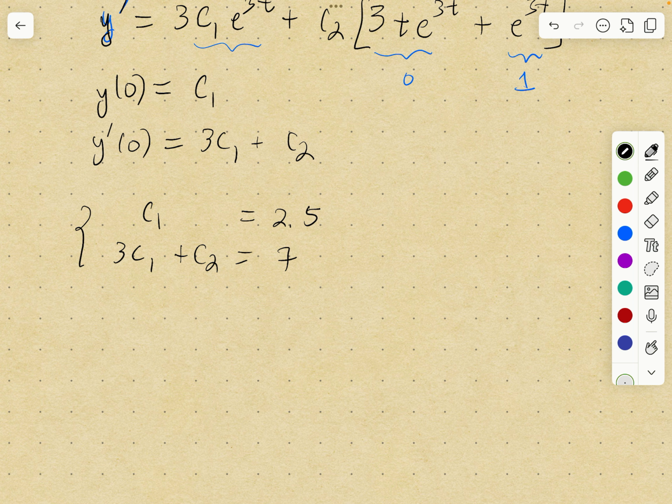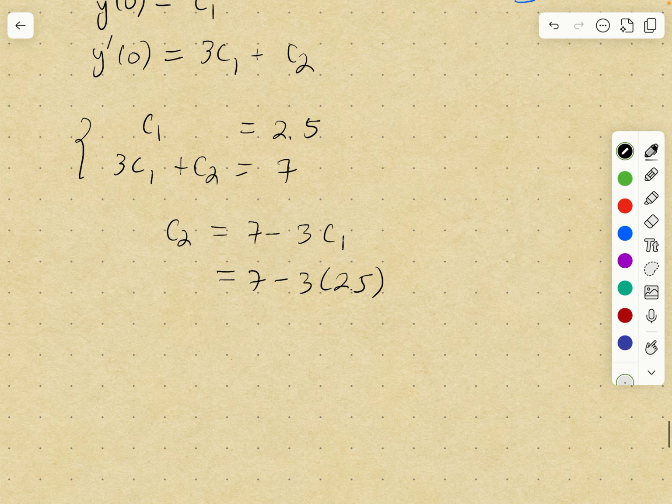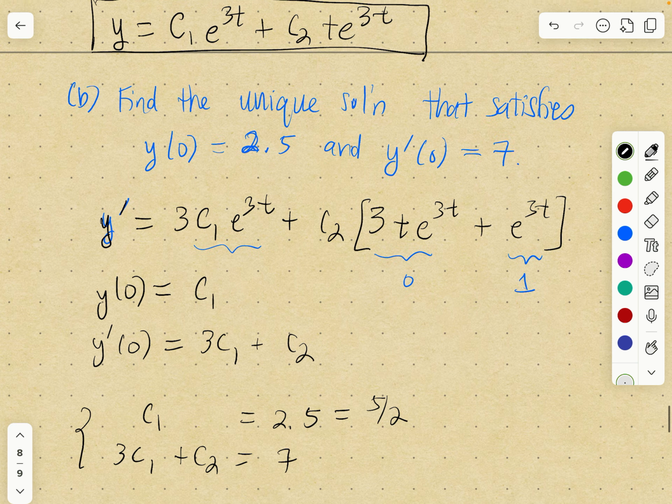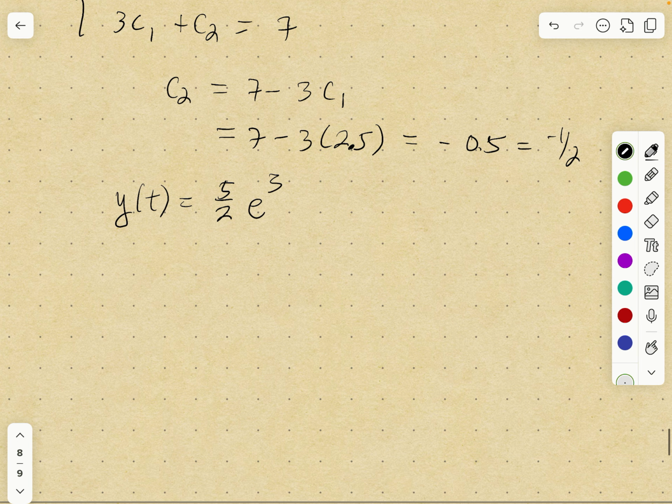And this is easy because we're given C1 is 2.5. We plug into the second equation. C2 is 7 minus 3C1. That's 7 minus 3 times 2.5. 7 minus 7.5 is negative 0.5, which is negative a half. And C1 is 5 over 2, because I don't like fractions. So the answer is y of t is C1, 5 over 2, e to the 3t, plus C2, minus 1/2 t e to the 3t.